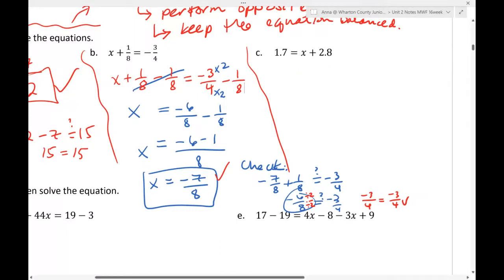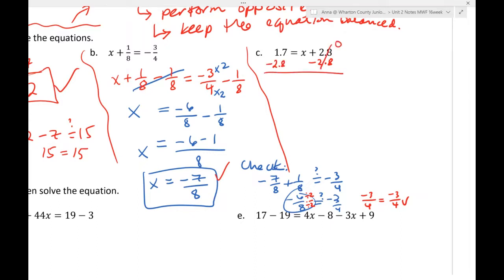Okay, so I'm still trying to undo all of the things that are happening to the x, or whatever your variable is, by using the opposite operation. So the opposite of plus 2.8 is minus 2.8. What I do on one side, I've got to do on the other.